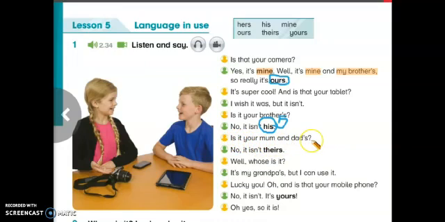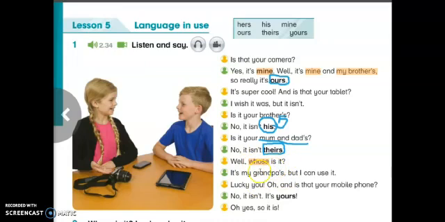Is it your mom and dad's? He answered, No, it isn't theirs. Here we use theirs because she asked him about his mom and dad's. So he said theirs أي أنه ليس لهم. ليس لهم theirs. Well, whose is it? Whose is it? Look at this question. We use whose to ask about possessive. نستخدم whose للسؤال عن الملكية.